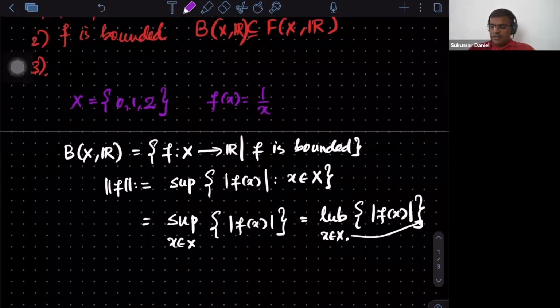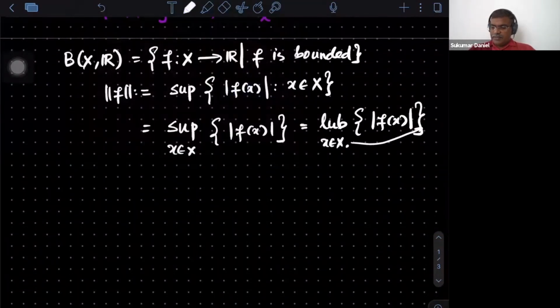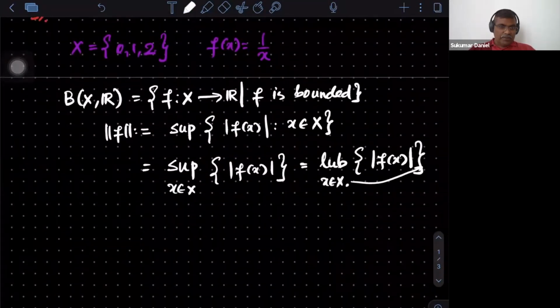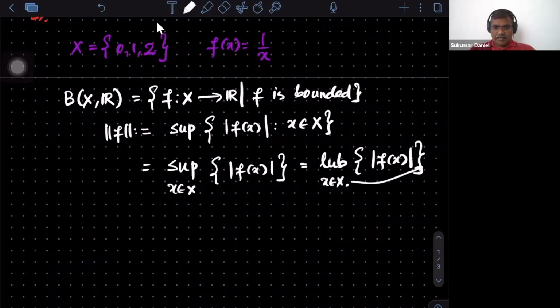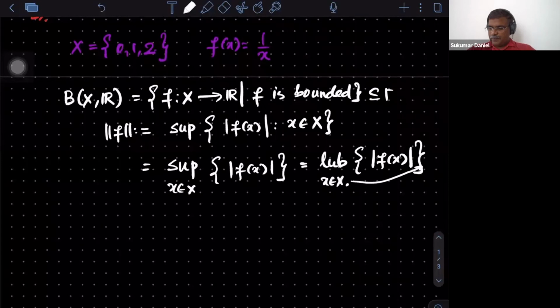So hence you get this as the norm, and now we want to check whether it's actually a norm. But before that, remember, whenever we change the underlying set, we have to be a little careful, because we have moved from F(X, R), which I know is a vector space, to some other set, which is B(X, R). It is a subset of F(X, R), of course. But we have to make sure that this is also a vector space, because I can define a norm only on a vector space. So let's quickly check, is it a vector space?